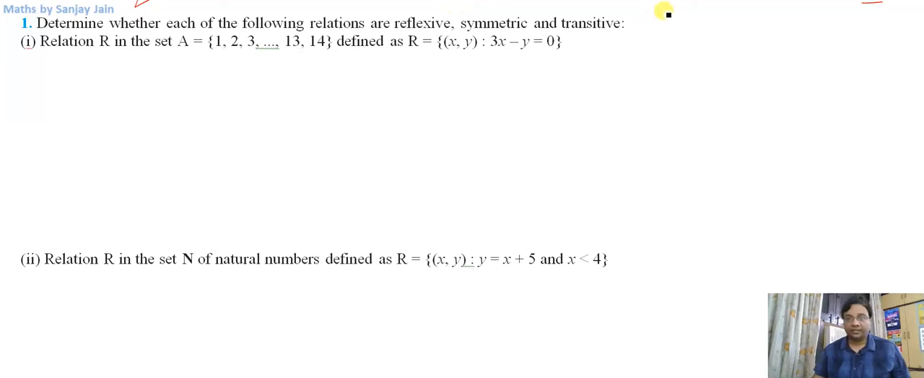So let us start exercise 1.1 of class 12th. The first question is, determine whether each of the following relations are reflexive, symmetric and transitive. So let us talk about this part 1. Relation R in the set A. So what is set A?